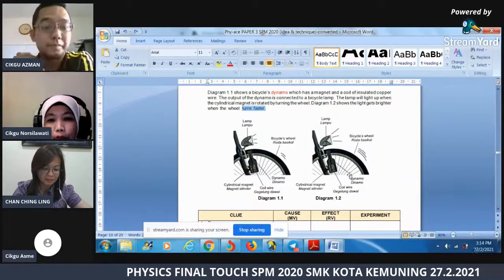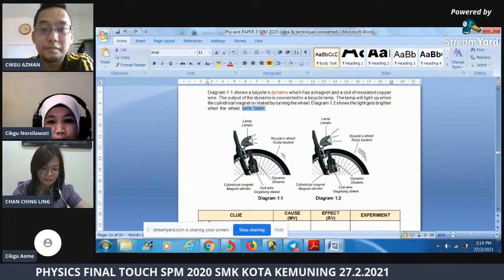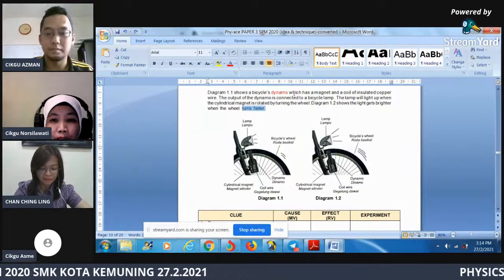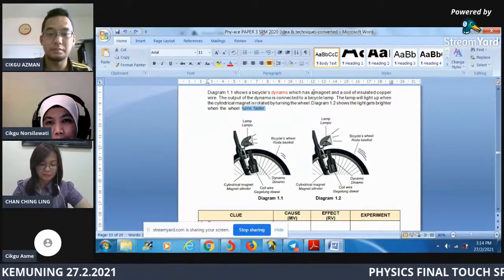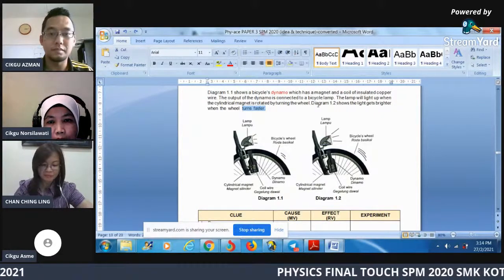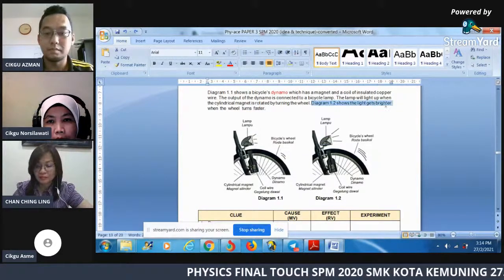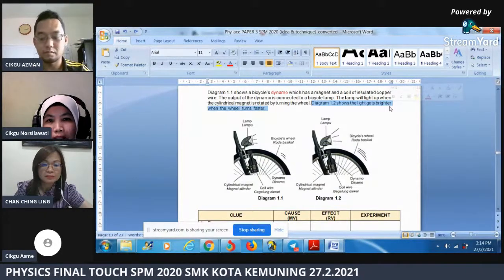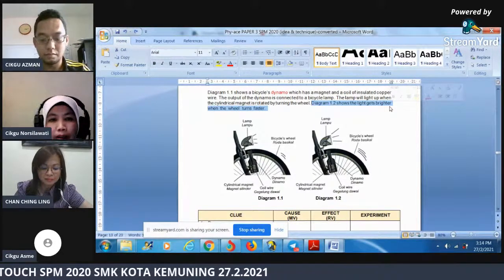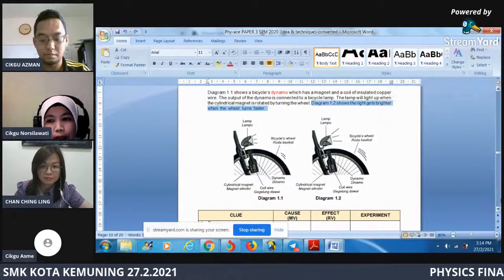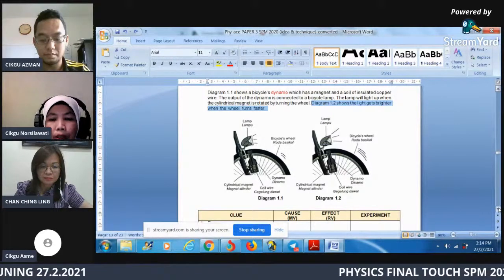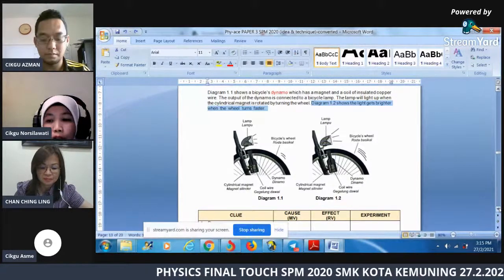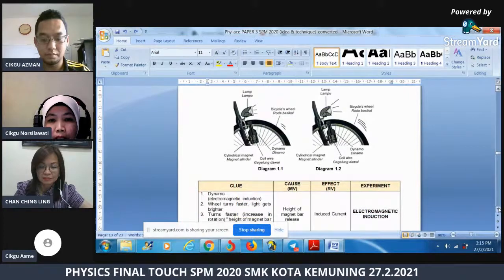First of all, you compare the difference. Sometimes the difference is also given in the text, in the statement here. In the last sentence: diagram 1.2 shows the light gets brighter when the wheel turns faster. Now let's see how you are going to answer this question. You must start with the clue given.